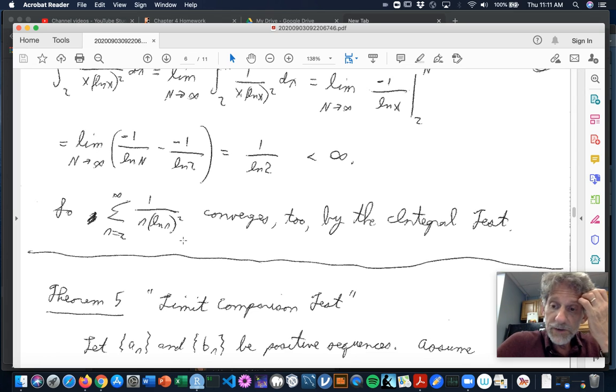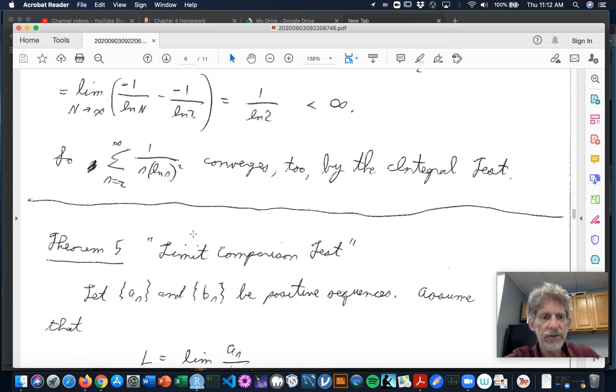So, if you can't find another series to compare to that compares in a helpful way, that you can use the direct comparison test, don't worry, you could also try the integral test on your series.